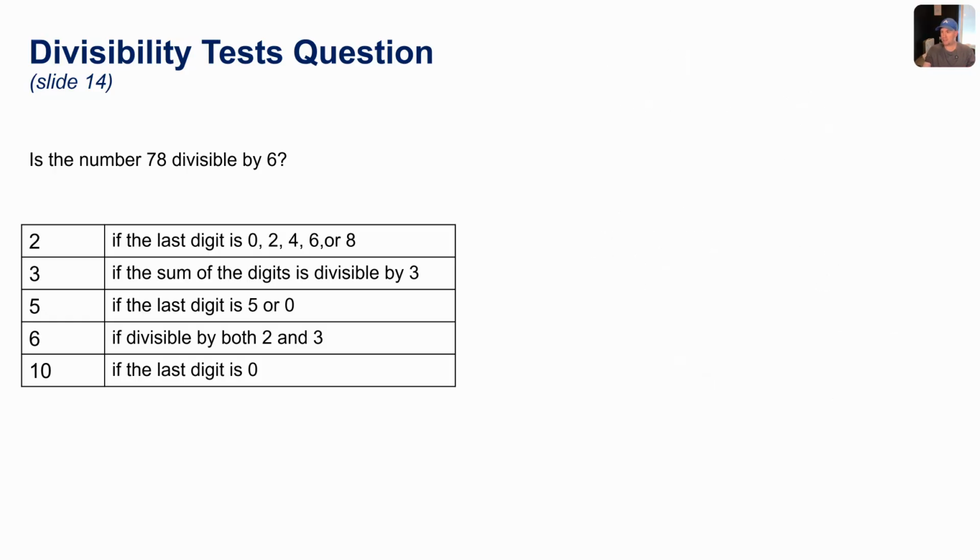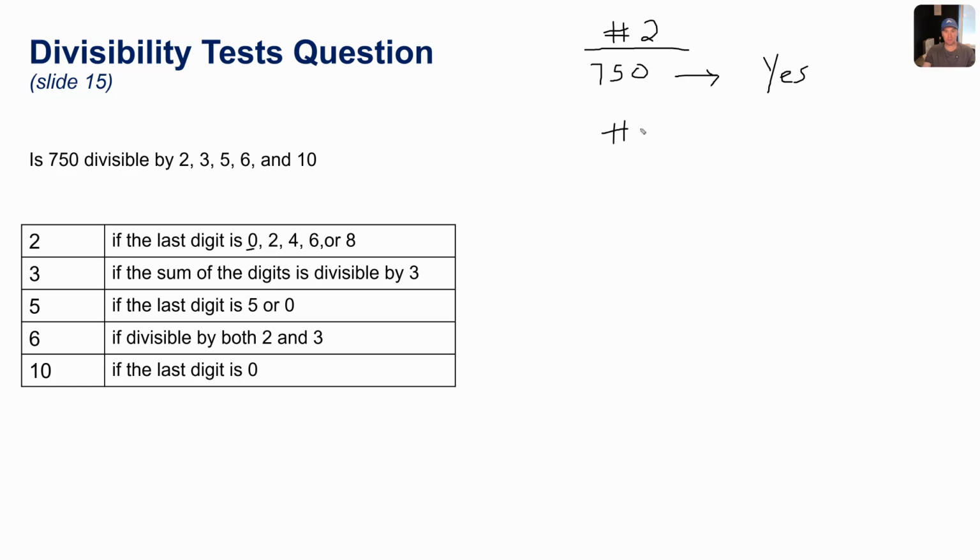All right, now let's try another number. Let's do 750. Is 750 divisible by 2, 3, 5, 6, and 10? Let's test that. First off, the number 2. Is 750 divisible by 2? If I look at the rule, if the last digit is 0, 2, 4, 6, or 8, it's divisible by 2. 750 ends in 0, so yes, it's divisible by 2.